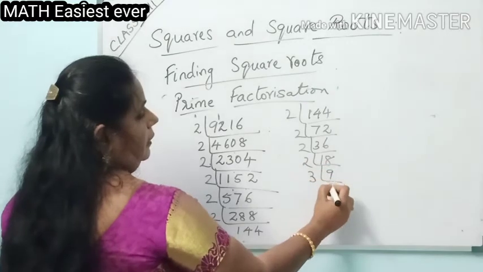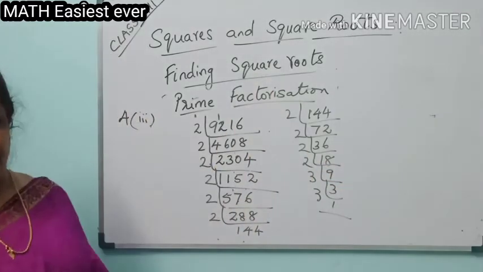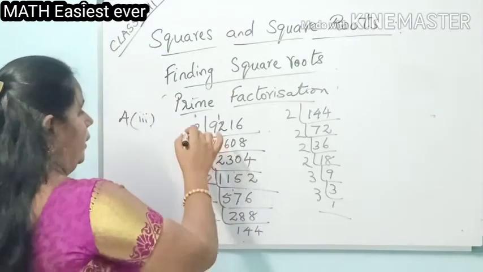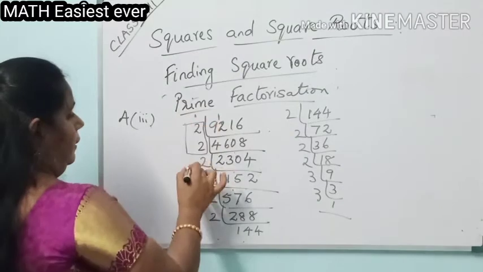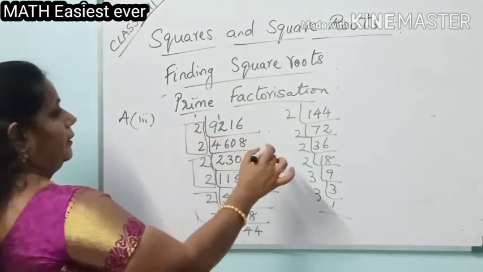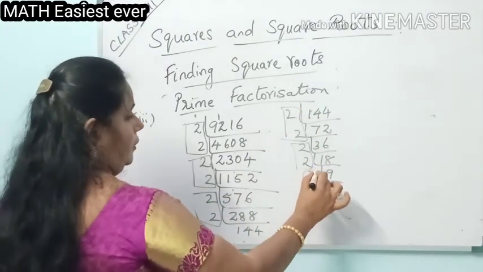It's 3, 3, 3 and 1. This much you will get. Okay. So what you do is, you pair, I'll directly do it. These 2 twos, make one pair. These 2 twos, one pair. These 2 twos, one pair. These 2 twos, one pair. These 2 you pair it and you pair it.